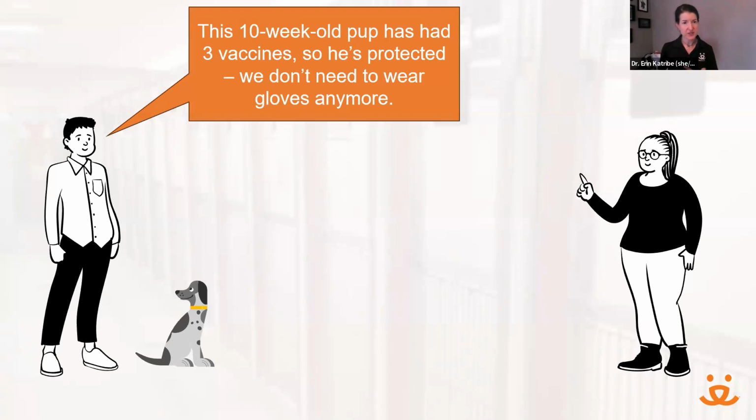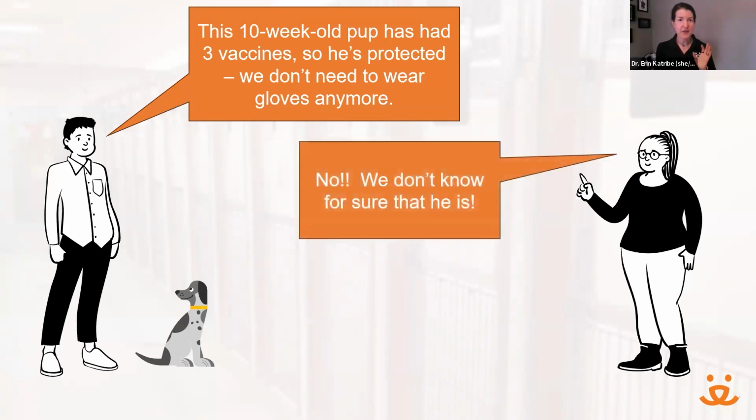So this is important because this is a scenario that I sometimes encounter in shelters. I'll hear from a staff person that this 10-week-old puppy, he's had 3 vaccines, or he's had X number of vaccines. So he's protected. He can be exposed to parvo. He's not going to get sick. He's fully vaccinated now. We don't have to wear gloves. We don't have to take precautions. And unfortunately, that is not true.